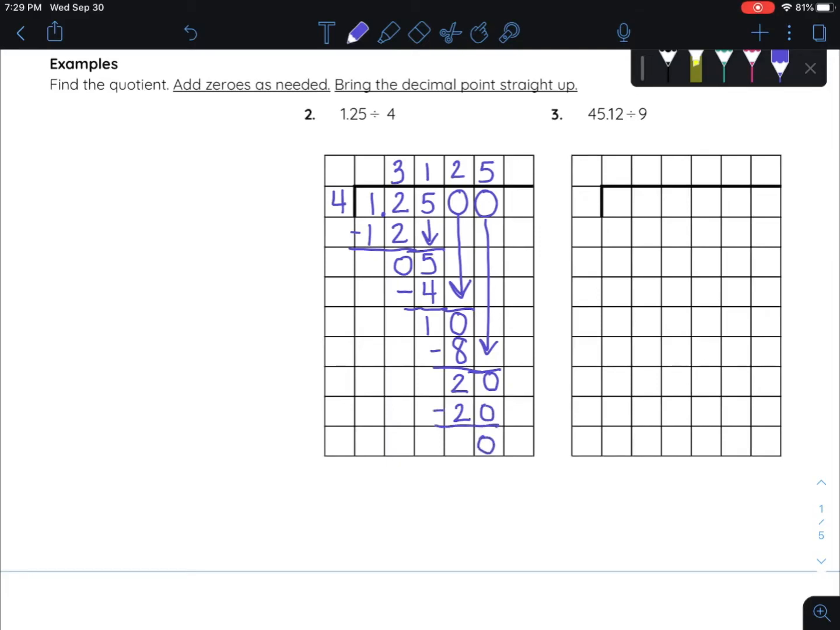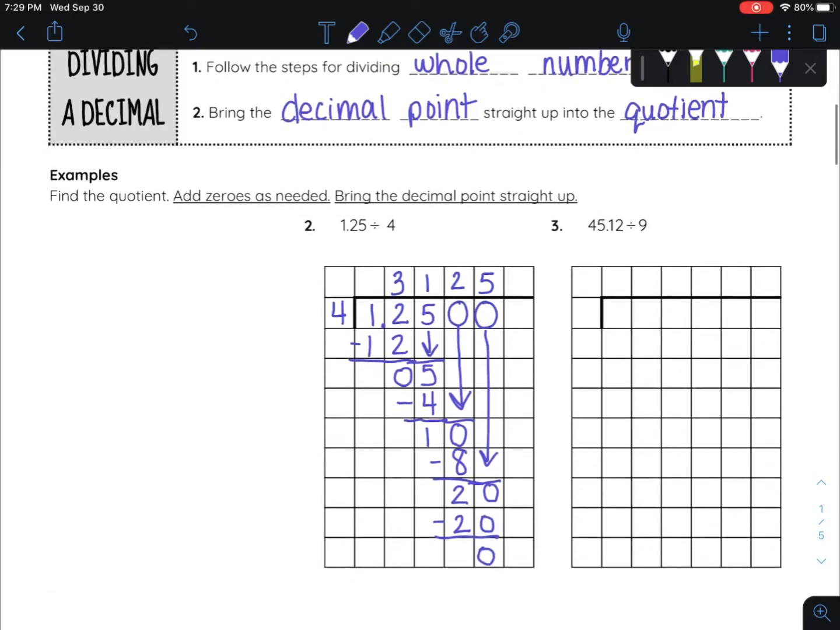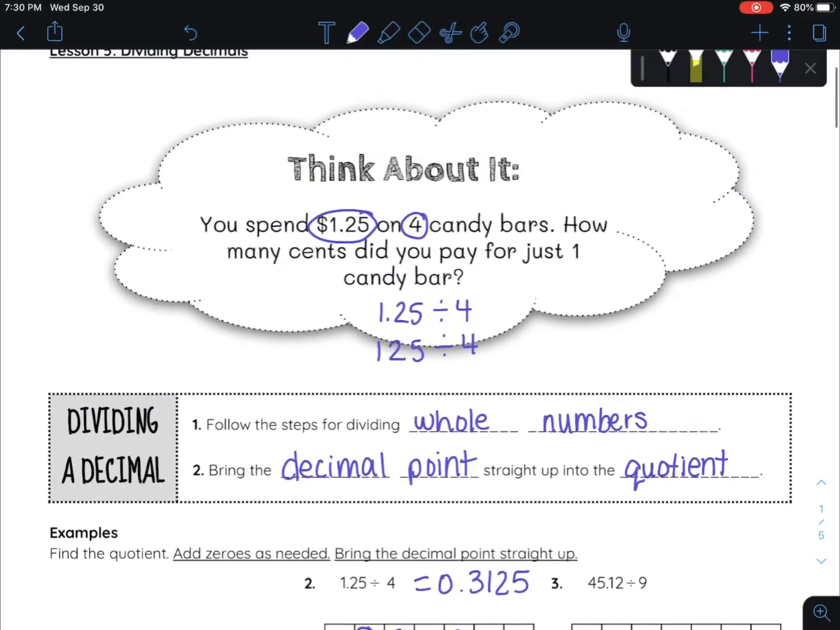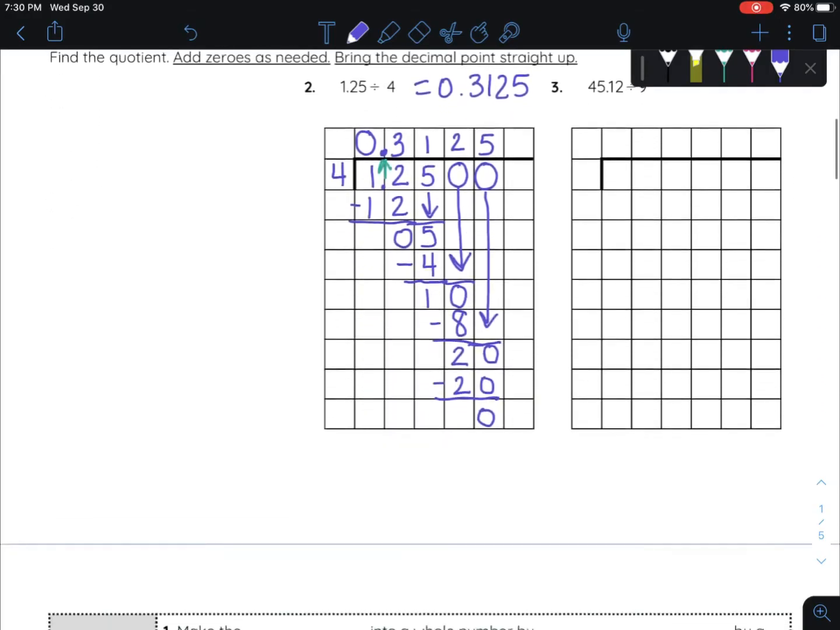Now, the last step was to bring the decimal point up into the quotient. So straight up into the quotient. Throw a 0 in front of there so it doesn't look weird. So to answer our think about it question, we would pay about 31 cents for each candy bar if we rounded, since money only has 2 decimal places.